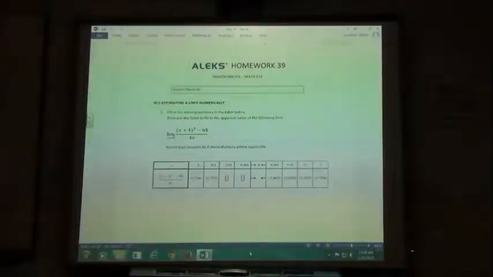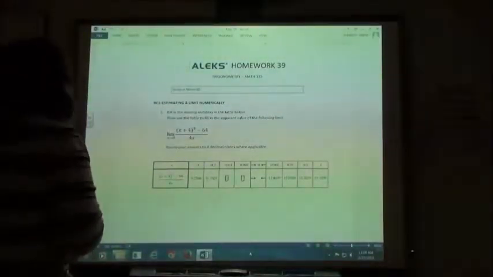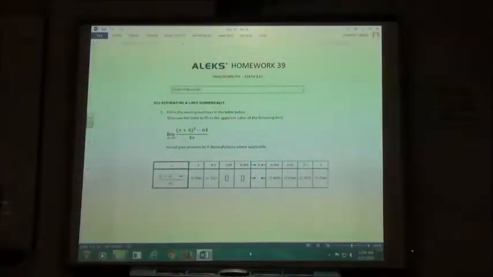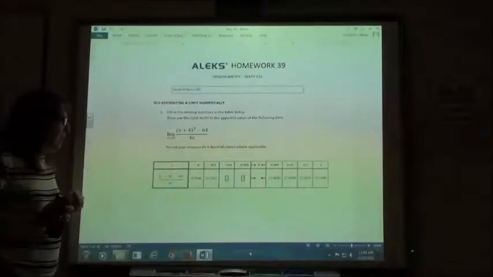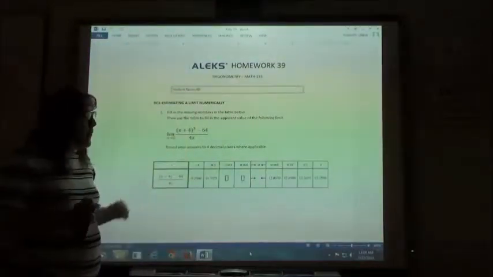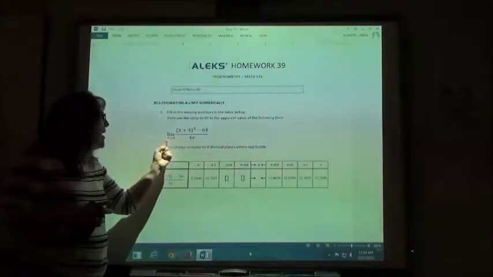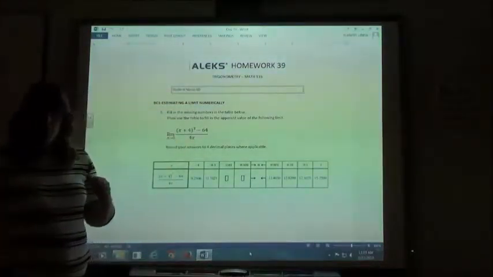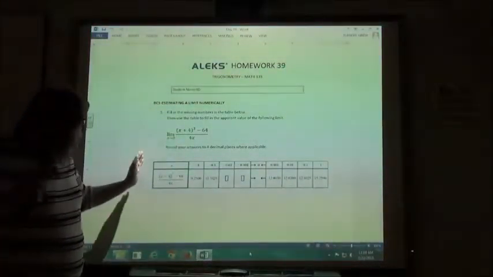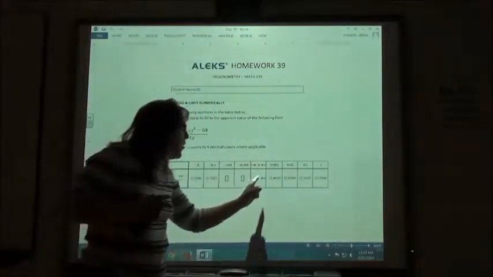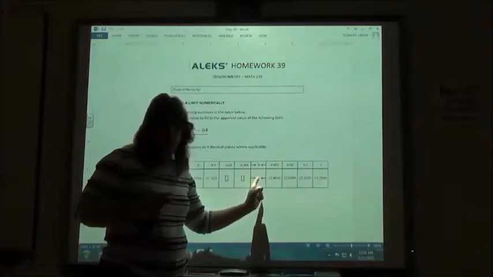Homework 39, we are going to do a chapter on limits, which will be homework 39 and homework 40. A limit is the value that your expression approaches as it goes to whichever number. In this case, as we approach 0. So we're going to go from both ends, -1 towards 0, +1 towards 0, and see what value it approaches.